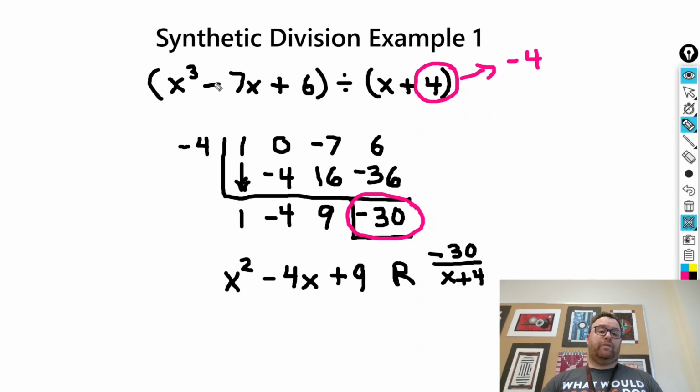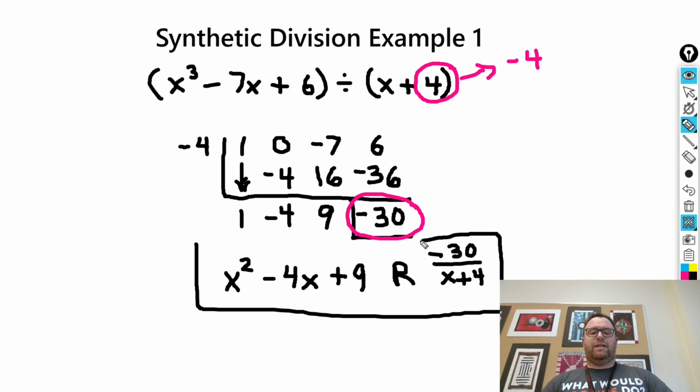And so in this first example, we've successfully divided this cubic by this binomial here. And this here is our solution to the first example. If that was a little tough to understand, I'm going to go through a couple more examples in this video, so stay tuned for the next one.